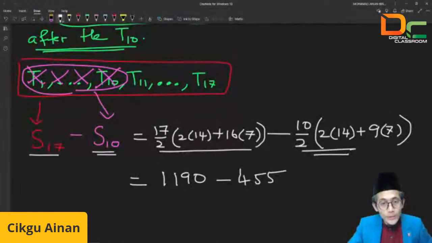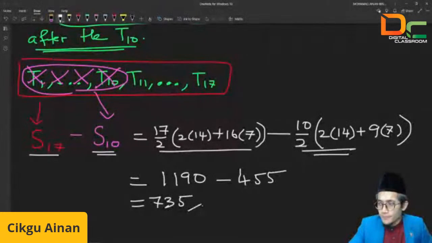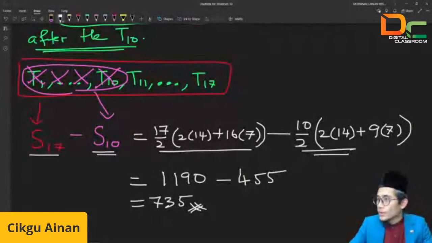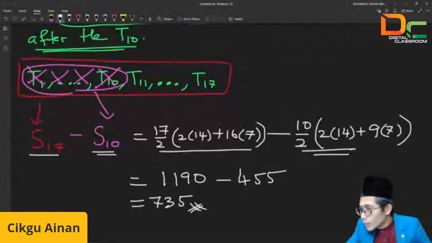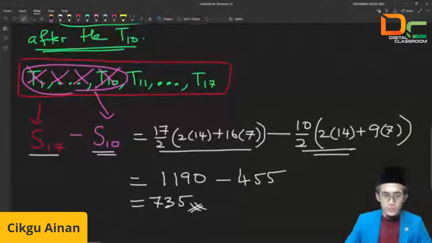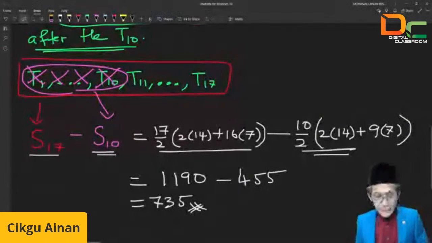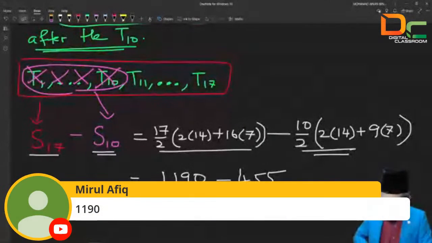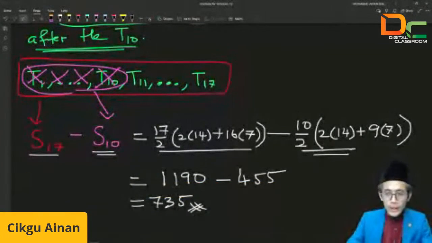So what do we get? 735. Okay, 7, 3, 5. That's good. I have no idea why the number went so big. Probably I pressed the wrong button on the calculator. It happens.